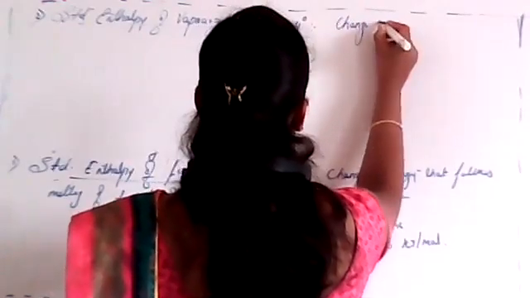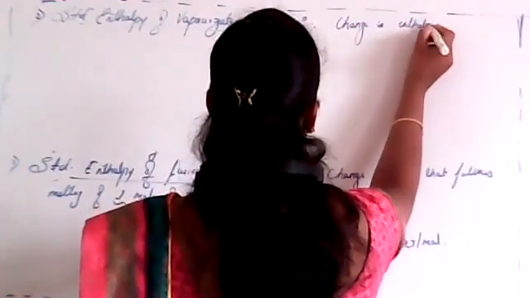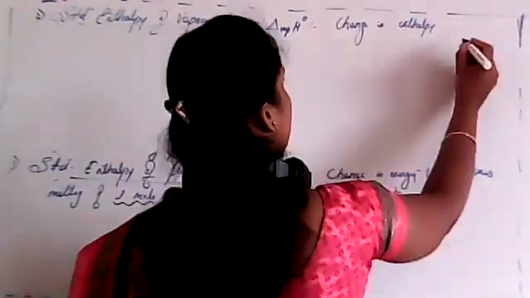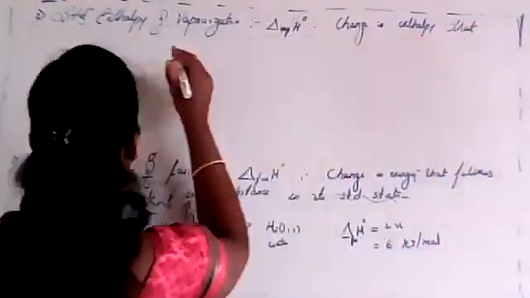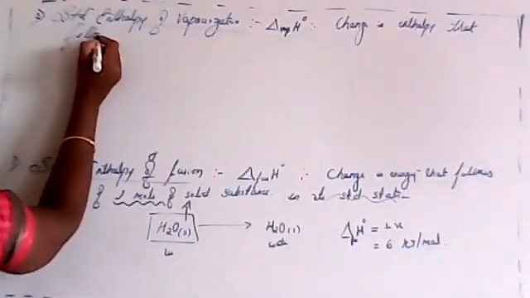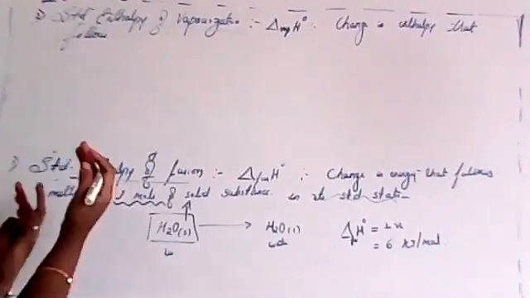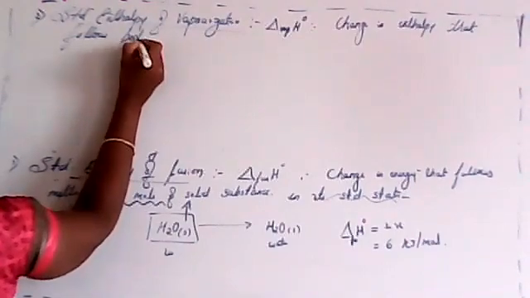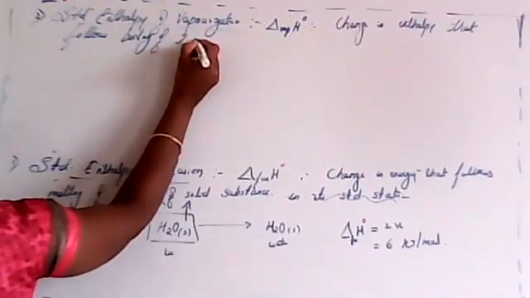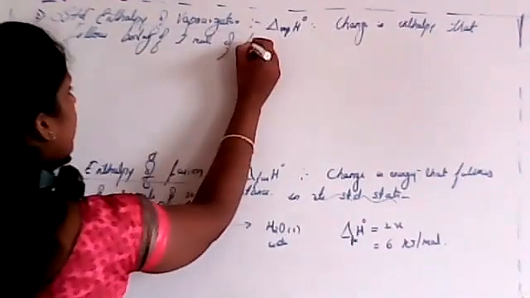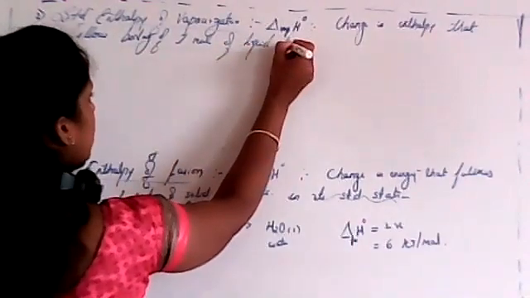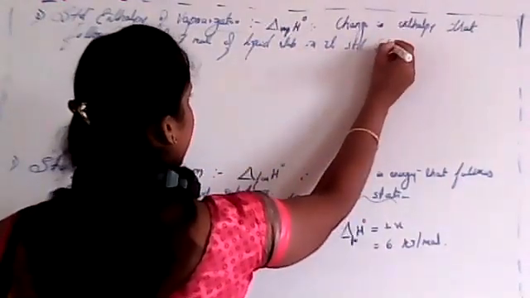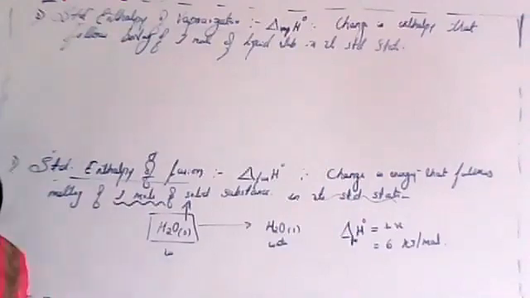It is change in enthalpy, or you can simply use it as energy. Change in energy that follows or is required. You can use required to boil. Required or follows boiling of 1 mole of liquid substance in its standard state.